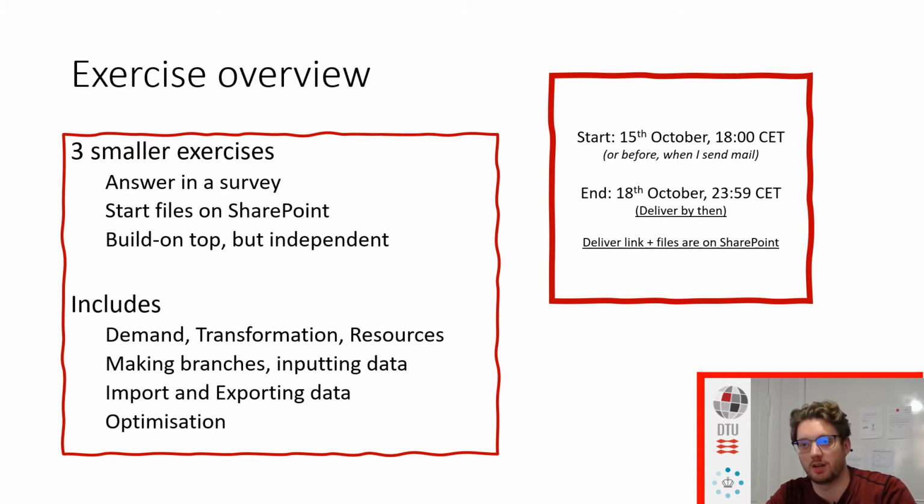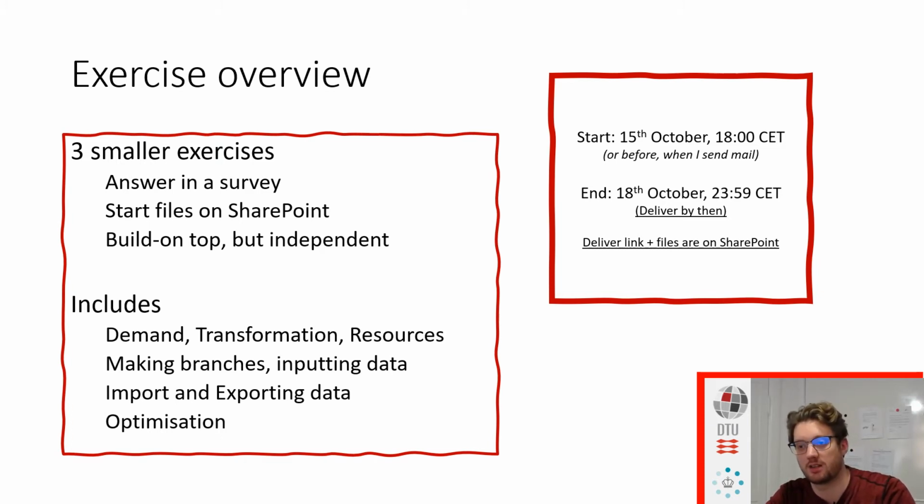Some of these exercises are built on top of each other, but they are independent. So exercise 1 and 2 use versions of the same model, but the exercise 2 start is different than the solve for exercise 1 end. So you cannot gauge the answers from one to the other. Exercise 3, because it requires quite a lot more for optimization, is a different system that we'll be analyzing.